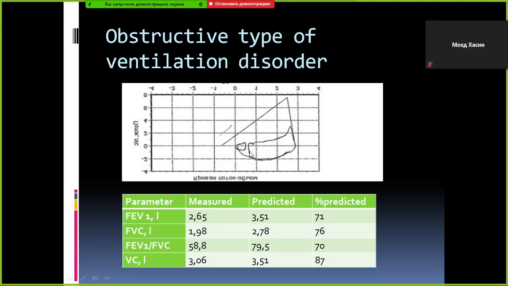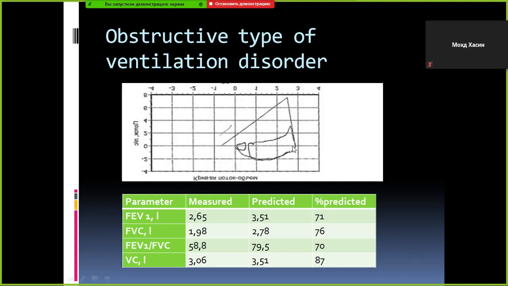And if we pay attention to the flow volume loop, which is recorded during registration of dynamic spirometry, this loop has an inspiratory part, which is under the zero line, and an expiratory part, which is above the zero line. And this triangle is the normal flow volume loop of this patient. And this is measured. So it means that the patient has decreased lung volumes.